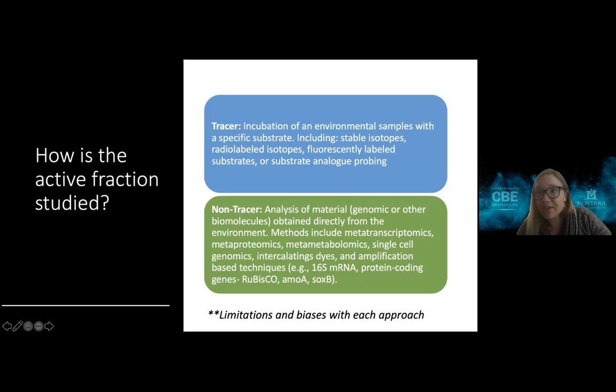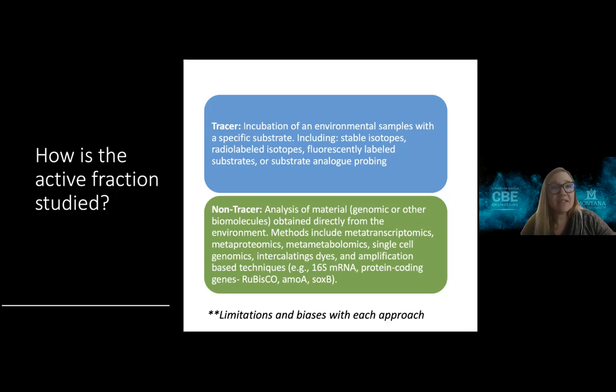Then there's the non-tracer-based approaches. So this is where you're taking material and you're analyzing it directly from the environment. This usually consists of some type of genomic analysis or other biomolecules, and methods are metatranscriptomics, metaproteomics, metabolomics, single cell genomics. You can have different intercalating dyes. There's amplification-based techniques, looking at 16S rRNA, protein coding genes such as Rubisco, or other functional genes, amoA, involved in ammonification, or sulfate reduction genes.